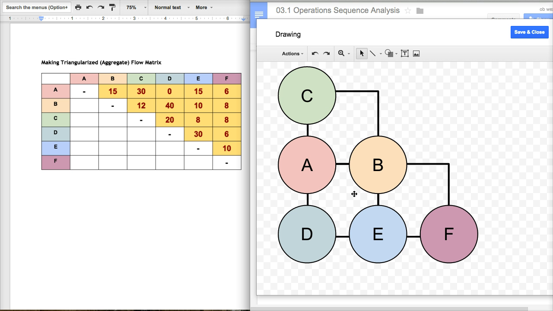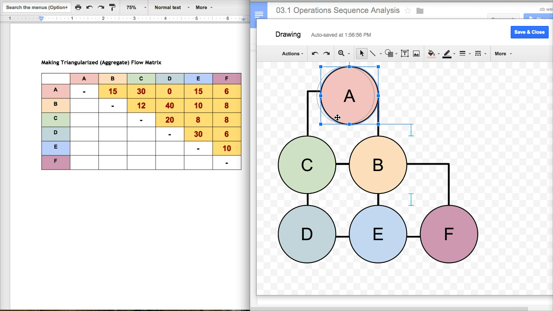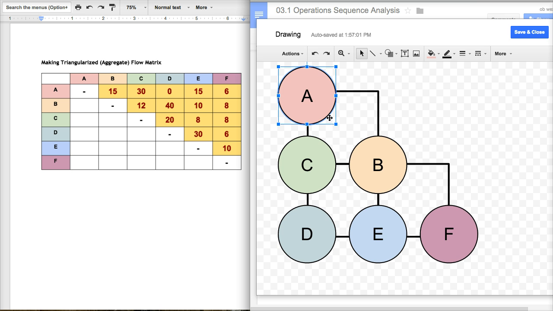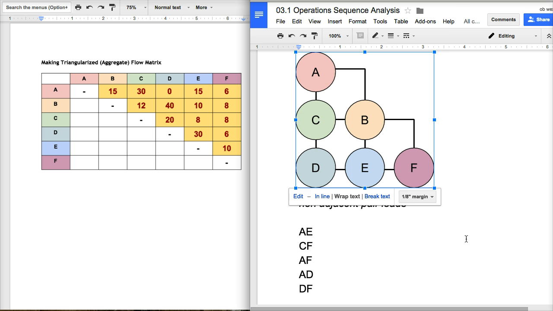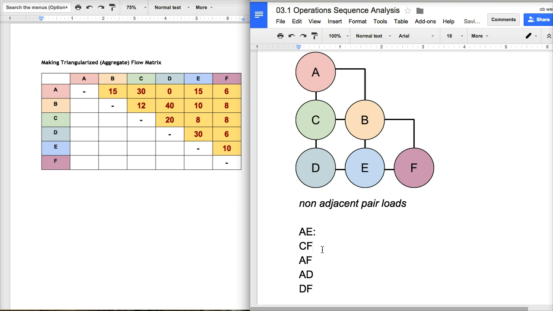Trying to get C and D closer together, I will swap C and A. And picking out the non-adjacent pairs of this layout, I see A and E, C and F, A and F, A and D, and D and F. And we pick out the movement of people between those pairs. So between A and E we have 15. Between C and F we have 8. Between A and F we have 6. Between A and D we have 0. We have D and F, we have 6.